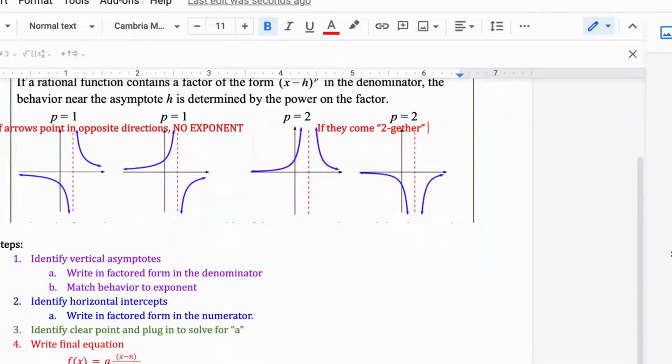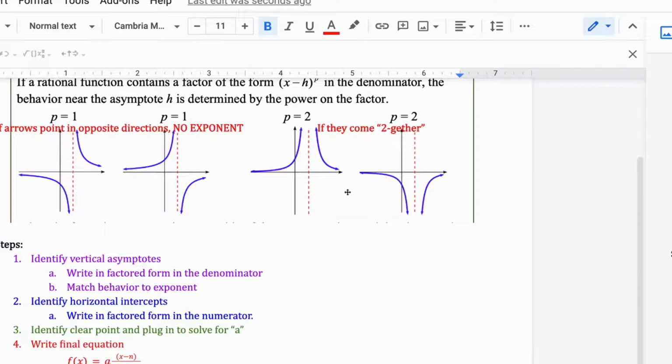We're going to go through some steps on how we write equations because it's very similar to what we did when we were writing equations for quadratics and polynomials. The first thing you need to do is identify the vertical asymptotes, because remember the bottom of the fraction is made up of the vertical asymptotes. If you factor it, it's just the vertical asymptotes. So we're going to write it in factored form in the denominator, and then look at the vertical asymptotes of the graph and match it to one of these drawings. If it matches this one, for example, then your factor has no exponent. If it matches one of these, it's going to have an exponent of 2.